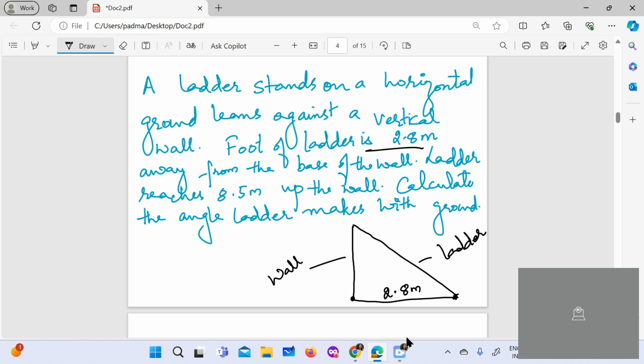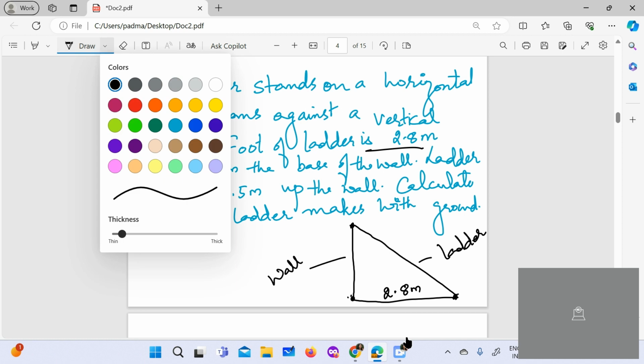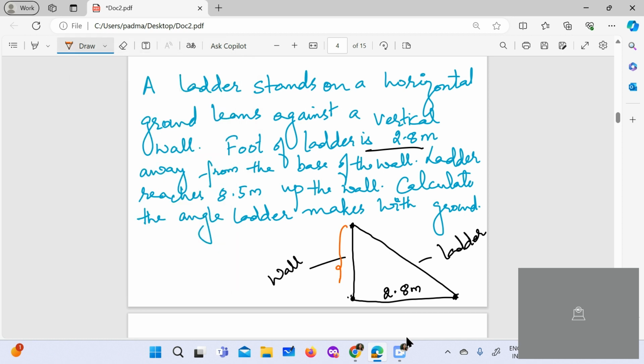Now the ladder reaches 8.5 meters up the wall. It means that the distance at which the ladder is touching the wall is 8.5 meters from the ground. Okay, so let me mark this length as 8.5 meters. I hope this is clear to everyone.